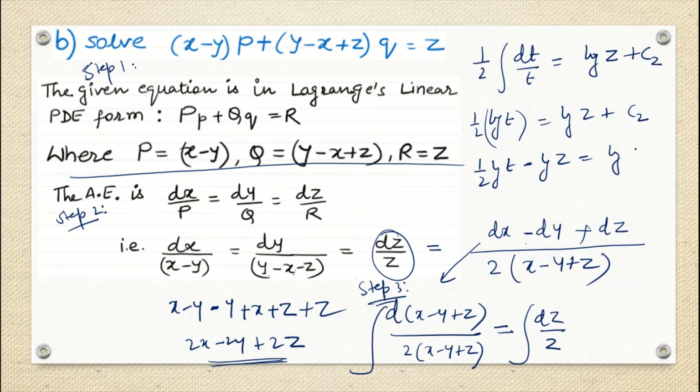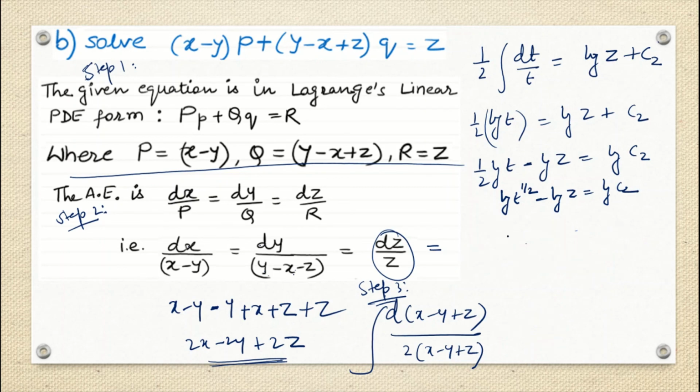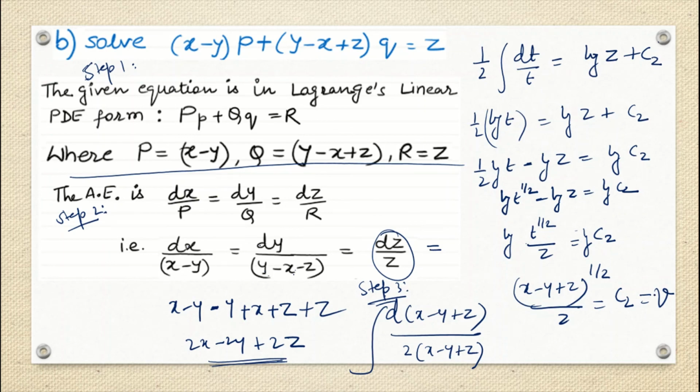I write log c2 to simplify the equation. Instead of half log t, I write log t to the power half, minus log z, equals log c2. Then applying the property of log, this is log of t to the power half divided by z equals log c2. So t is x minus y plus z, to the power half divided by z is my c2, and I'll say this is my v. So I got my v also.